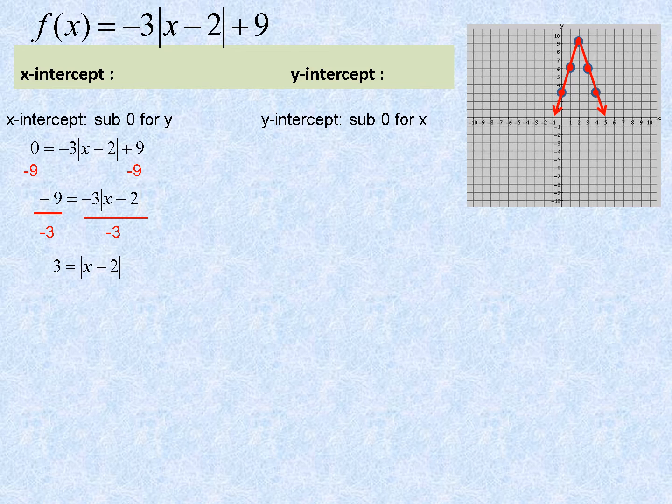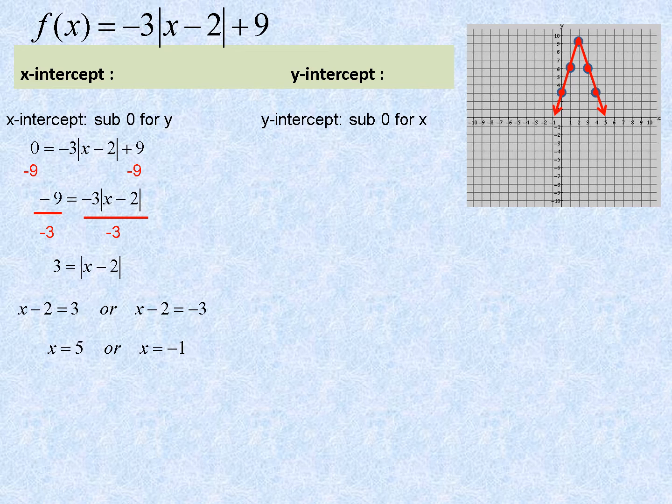Okay, so now this is where, well, that inside could be a positive 3 or that inside could be a negative 3. So I break it apart and I add 2 to both sides. So that gets me x is 5 and x is negative 1. Always, always, always plug it back in and make sure it works. So 5 minus 2 is 3. Absolute value of 3 is 3. 3 times negative 3 is negative 9 plus 9 is 0. It works.